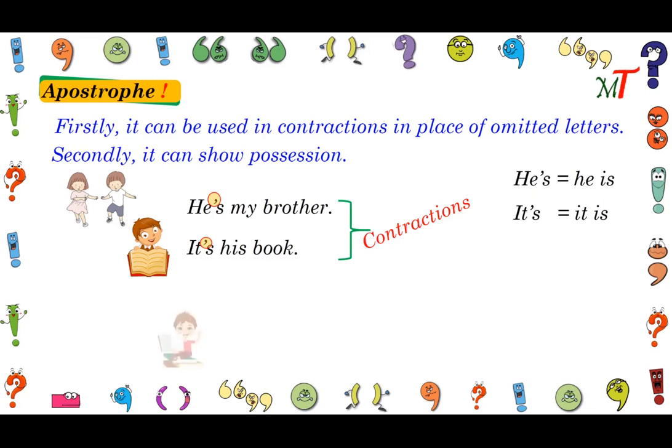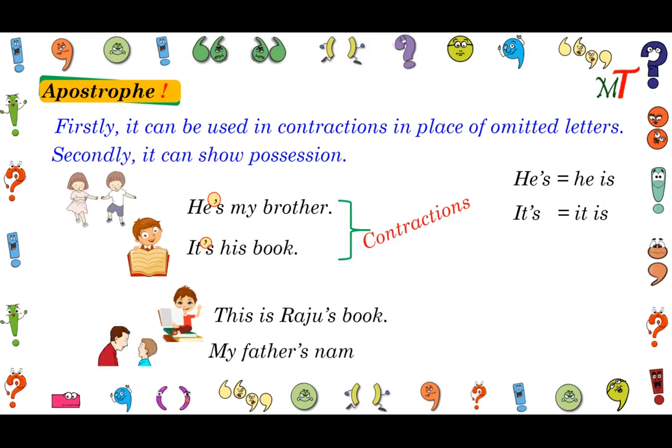Observe the examples. This is Raju's book. My father's name is Ramayya. In these two sentences, Raju's and father's refer to possession of those things. So, apostrophe is used in contractions and possessions.